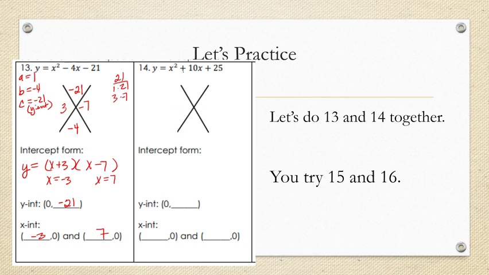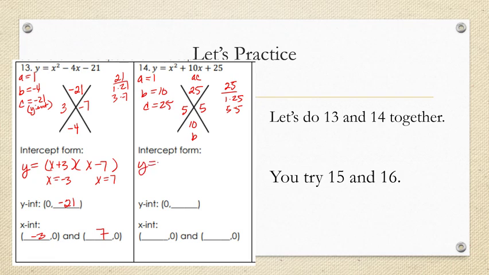All right, let's do this one. A is 1, B is 10, C is 25. A times C is up here. That'll be 25. This is your B value, which is 10. Factors of 25 are going to be 1 and 25 and 5 and 5. So I'll put 5 here and 5 here. They're both going to be positive.